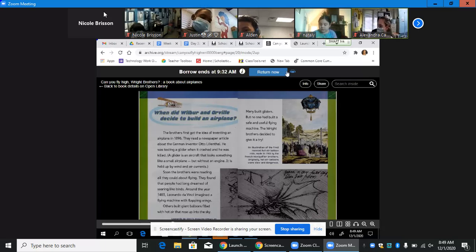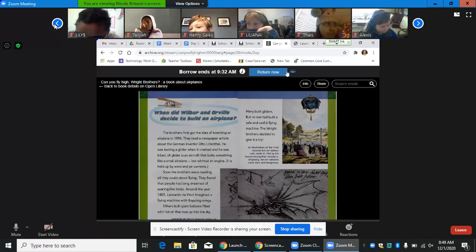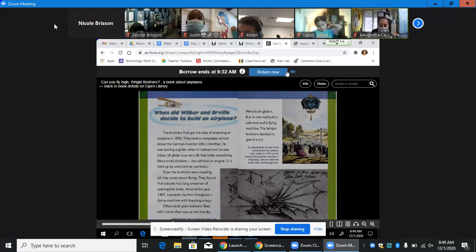Has anyone ever seen a hot air balloon? Maybe not in person, but online. This is a hot air balloon. I've never been up in one. Has anyone ever been up in one? I don't recommend it. I think I would be too scared of heights. But that's another way that people used to fly before planes were actually invented.